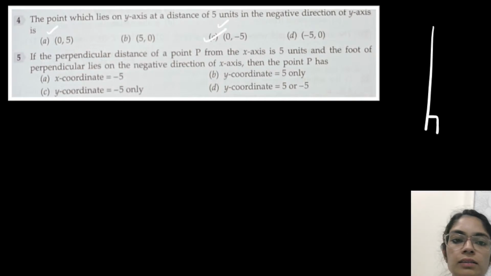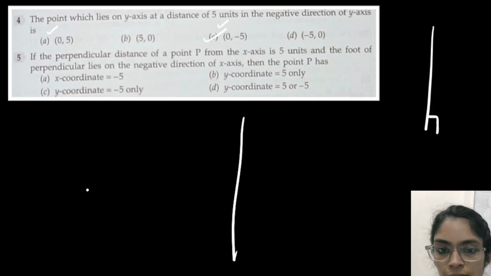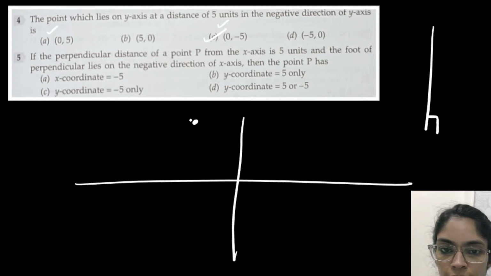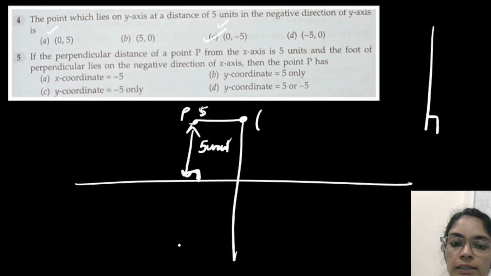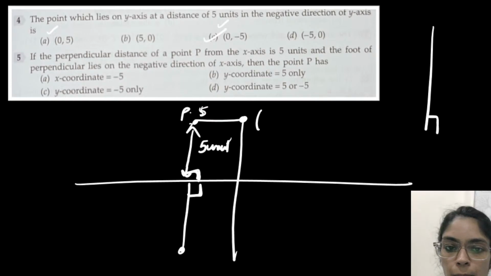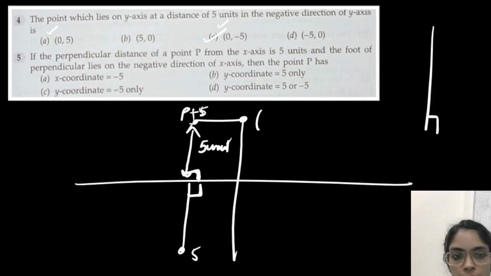Here they are not concerned about the values of y. Here they are telling that one point P is there, which is at a distance of 5 units from the x-axis. So if this point is P, that means it is towards the negative direction of the x-axis. So it can be positive 5 also, it can be negative 5 also. So it is not C option, it is D option.